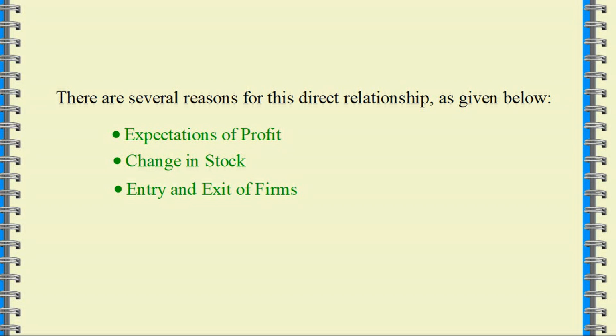And this will make farmers reduce their output or production. It is one thing. Expectation of profit is one of the reasons for the upward slope of the supply curve. Change in stock is the other case.